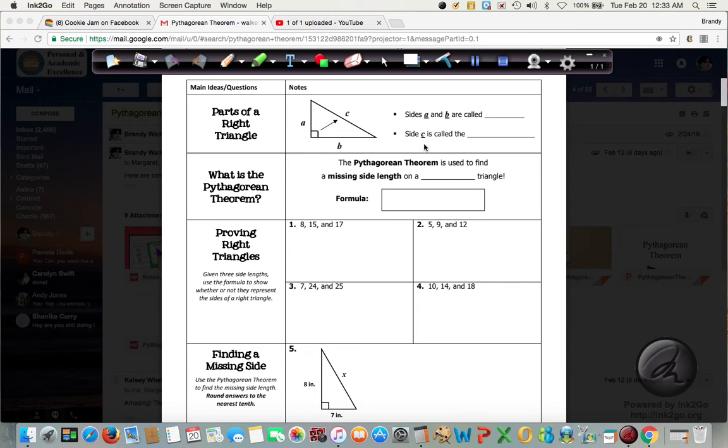Hi, welcome to the Pythagorean Theorem notes. In this video, I will go over how to fill out your notes for the Pythagorean Theorem.